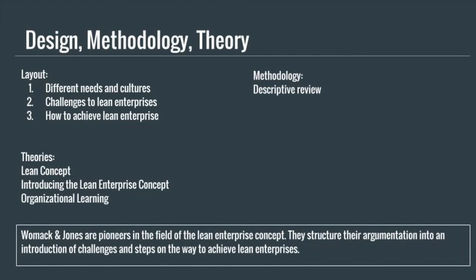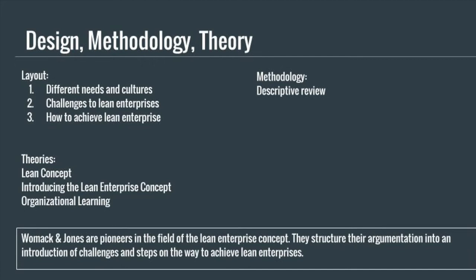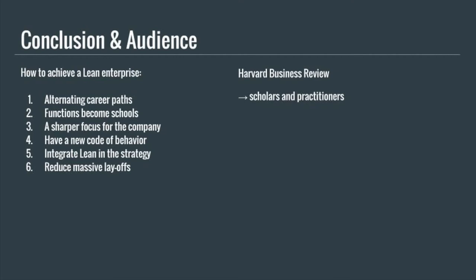The article doesn't conduct or quote any research data. In our opinion, the paper can be specified as a descriptive review. However, Womack and Jones were pioneers in the field of lean enterprise. So what are the steps to become a lean enterprise?